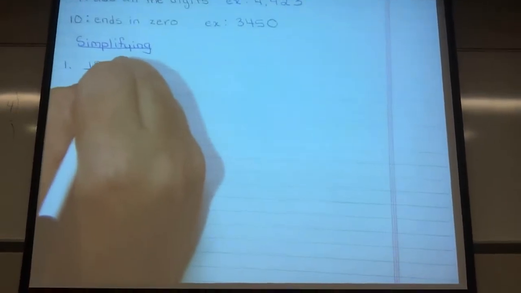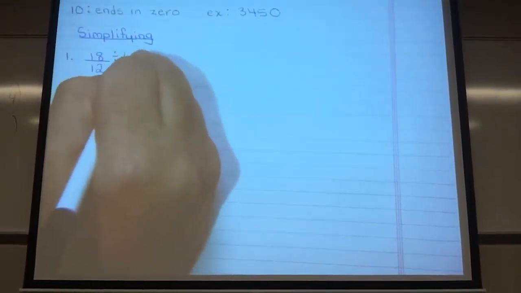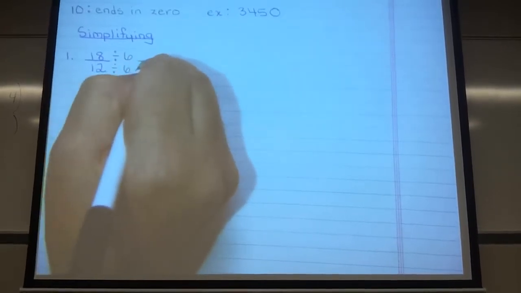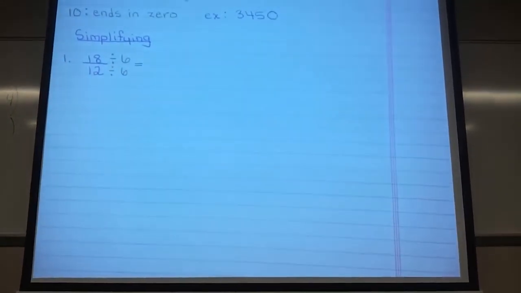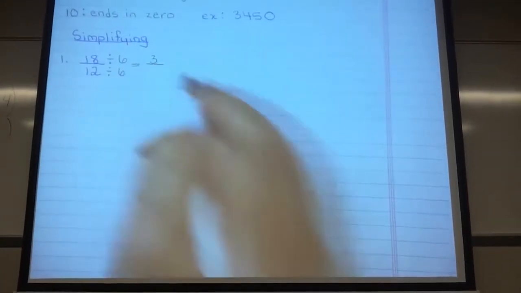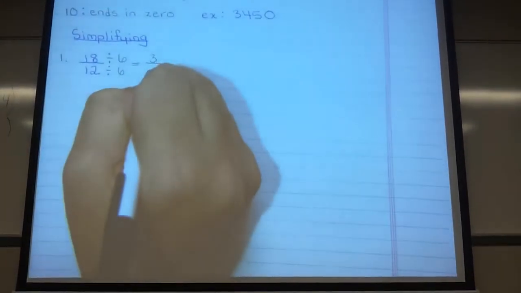So you do not have to show this step. This is just for you when you get home. Are you reducing? That's all I'm doing, just reducing it. So on top, 18 divided by 6 would give you 3. And 12 divided by 6 would give you 2.